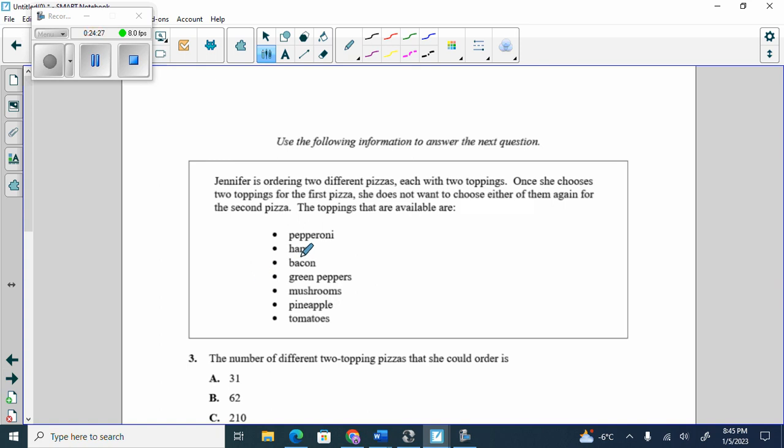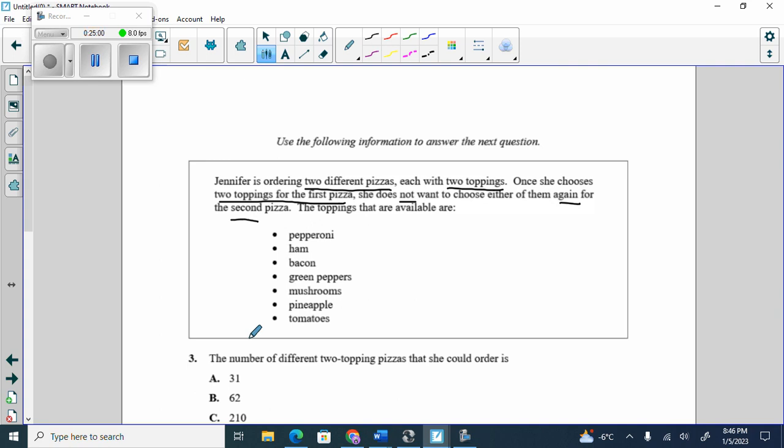All right. So here it says Jennifer is ordering 2 different pizzas, each with 2 toppings. They have to be different. Once she chooses 2 toppings for the first pizza, she does not want to choose either of them again for the second pizza. So not again for the second pizza. Toppings include pepperoni, ham, bacon, green peppers, mushrooms, pineapples, tomatoes.